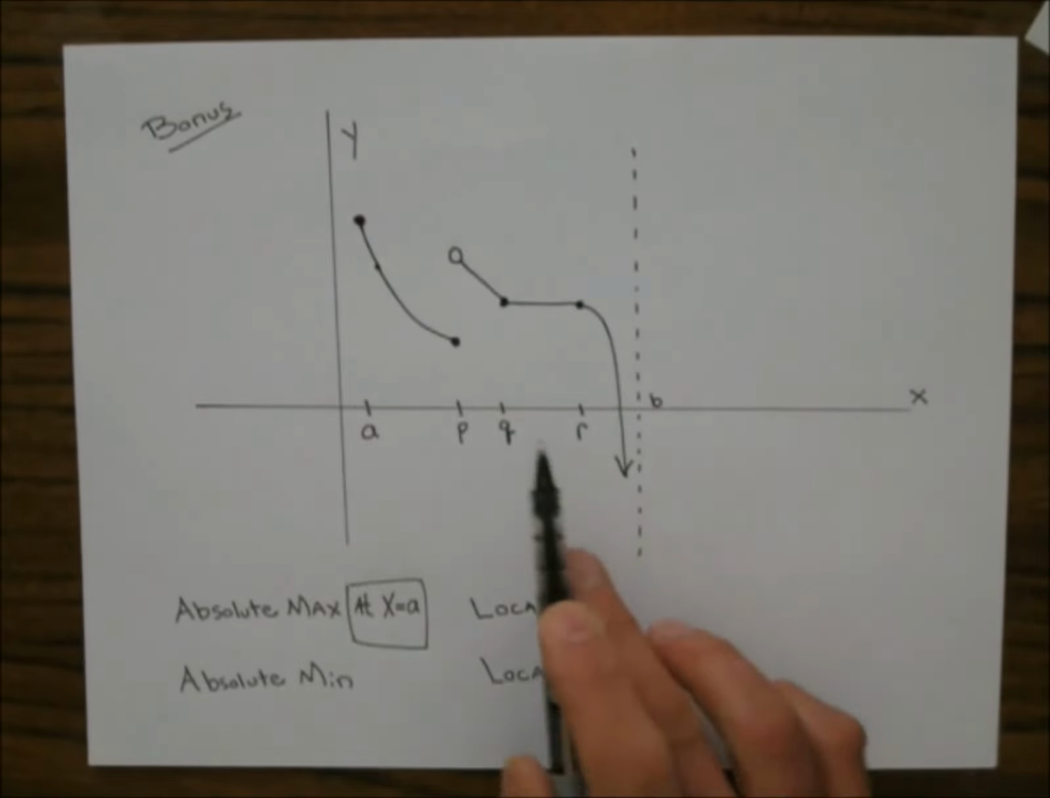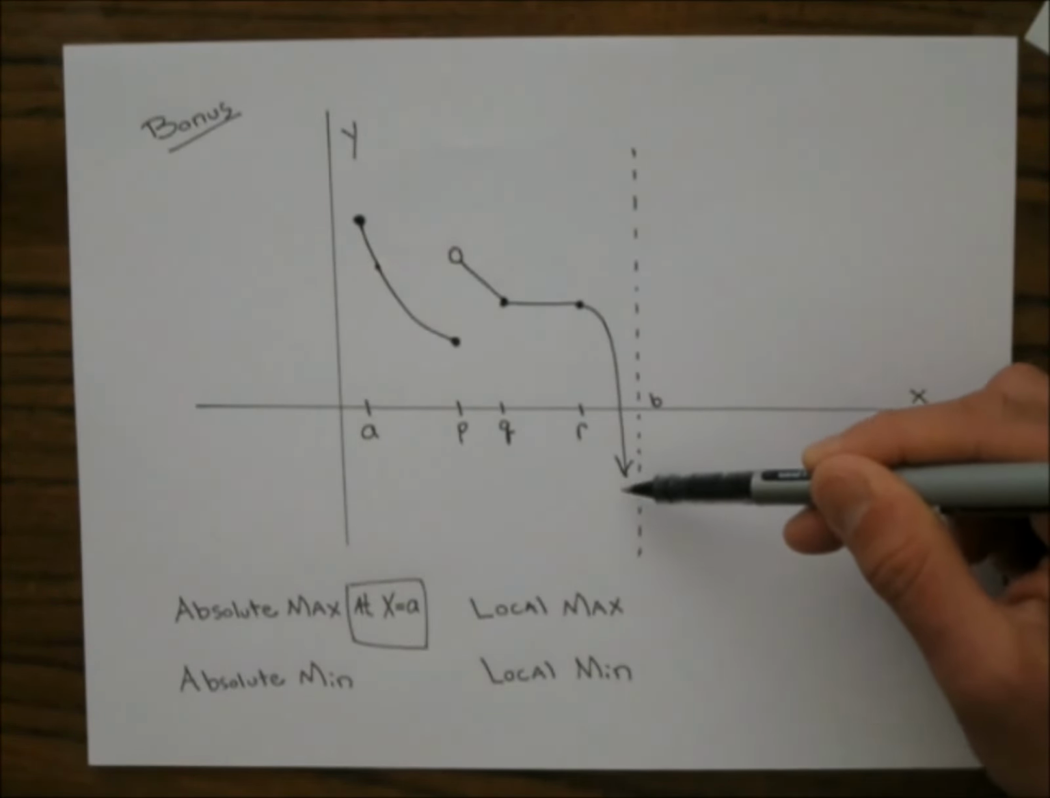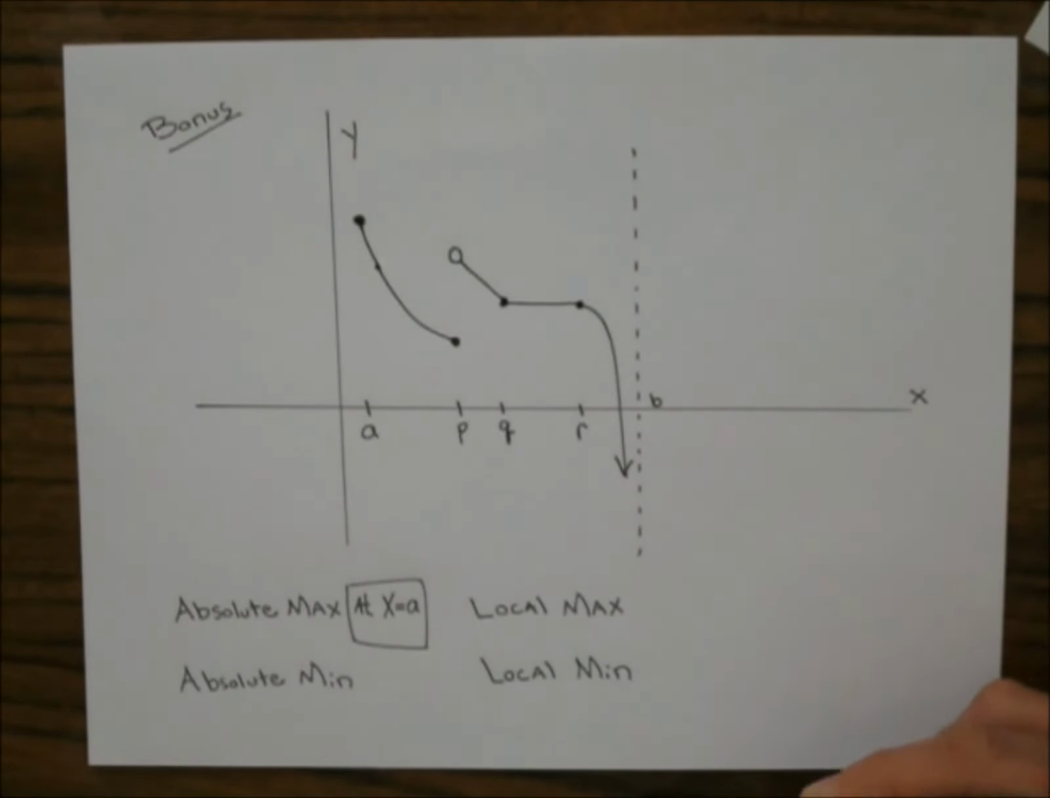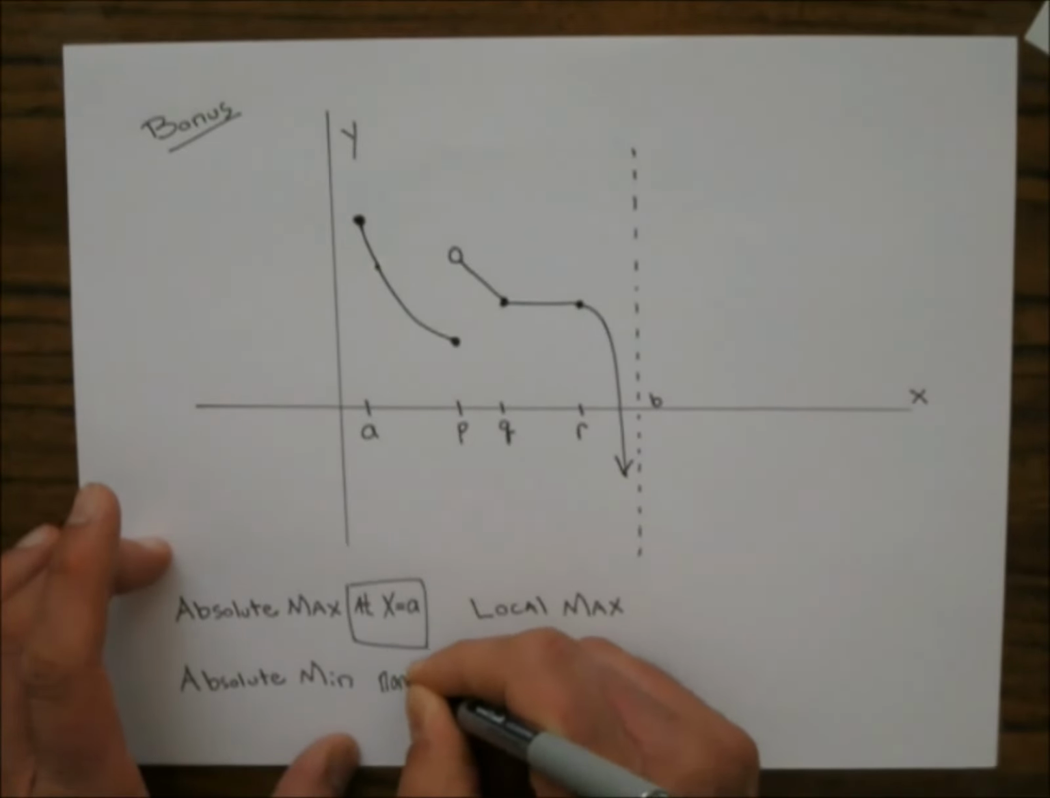Now, what is the lowest point on this graph? Well, look at this. There's a vertical asymptote there, and the graph just keeps going lower and lower and lower and lower, so the absolute min: none.